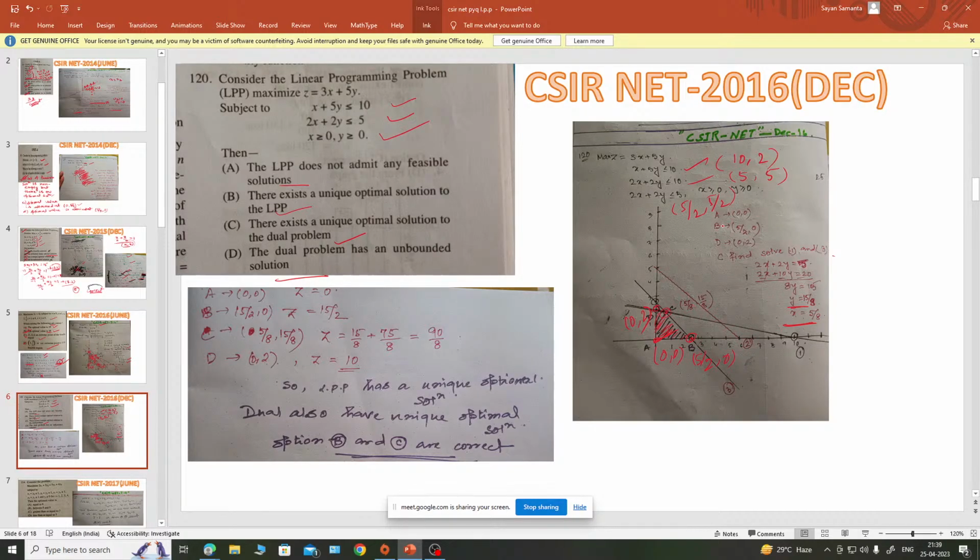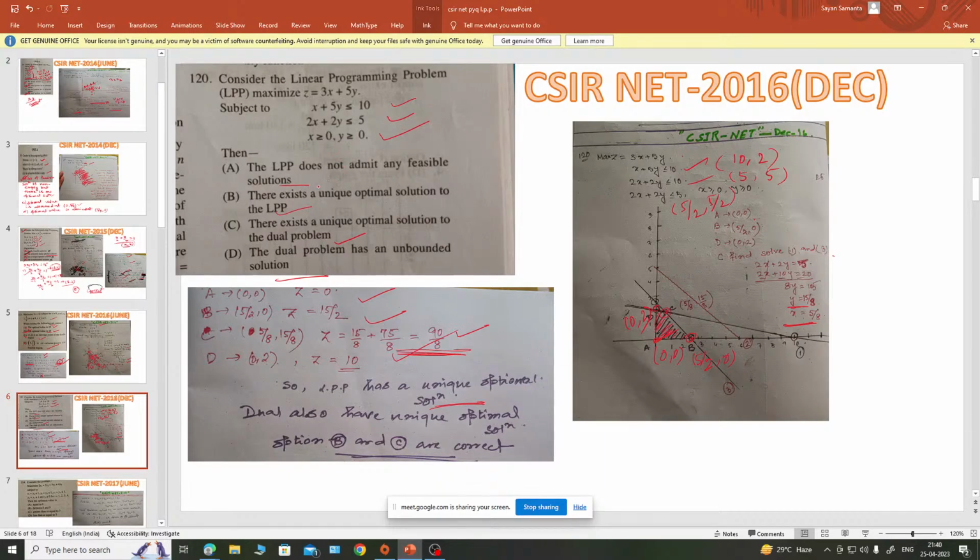Now just put in the values. At 0,0 we get z equals 0. At 5 by 2 comma 0, z equals 15 by 2. At 5 by 8 comma 15 by 8, z equals 19 by 8. At 0 comma 2 we get z equal to 10. Okay. So here we see that this maximum value is unique. So this solution is optimal. Obviously, this is our maximum value. So the optimal value, the maximum value, exists only once, that is, a unique solution exists.